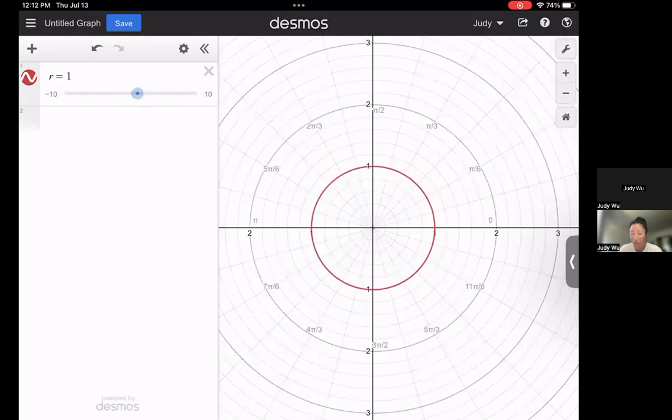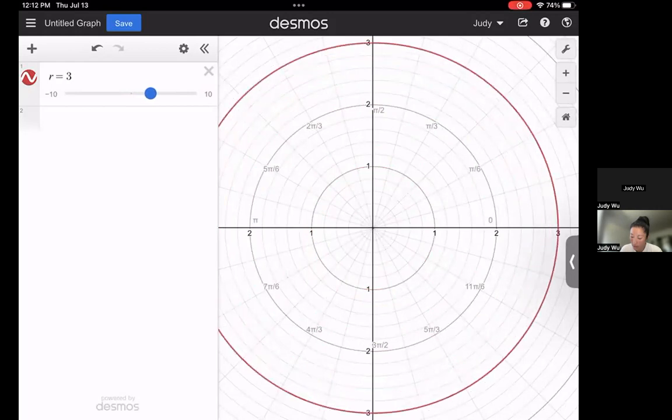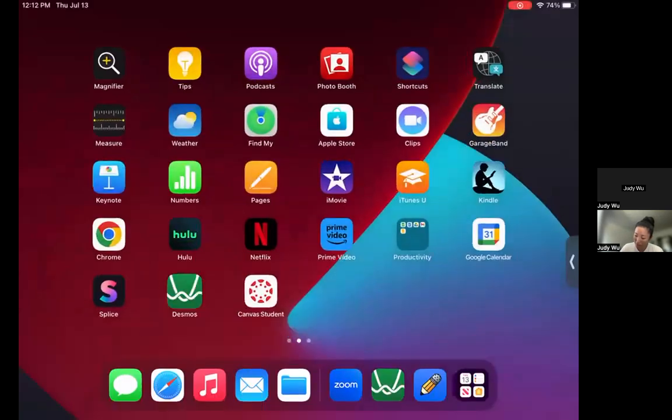I have a circle with a radius of 1, and it's centered at the origin. And what happens if I move this all the way up to 3? Well, now I've got a circle that's centered at the origin and has a radius of 3. Okay. So let's go back to our notes and write that down.